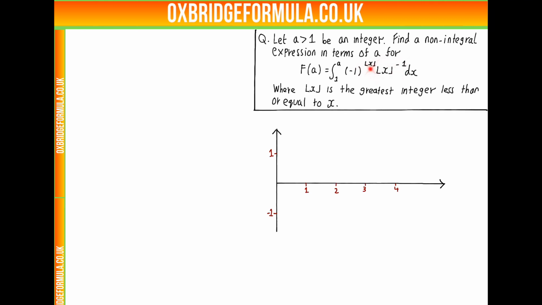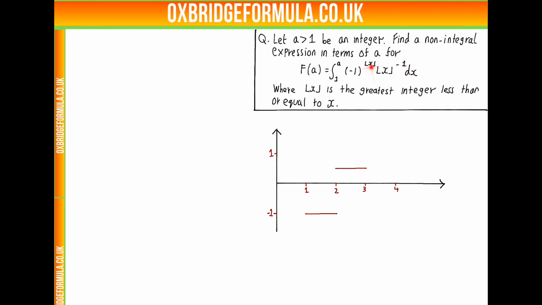Because if we put x is 1.8 in or 1.2 in, the floor of those two numbers is the same. So the function will be constant between integers. So let's have a look when x is between 1 and 2. Well, we get minus 1 to the 1, so minus 1, times 1 to the minus 1, which is 1. So we just get minus 1. So we know our function looks like this between 1 and 2. Between 2 and 3, well, this is 2, so minus 1 squared is 1, and 2 to the minus 1 is a half, so we get a half.